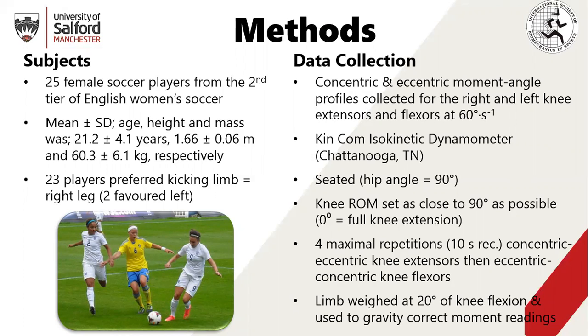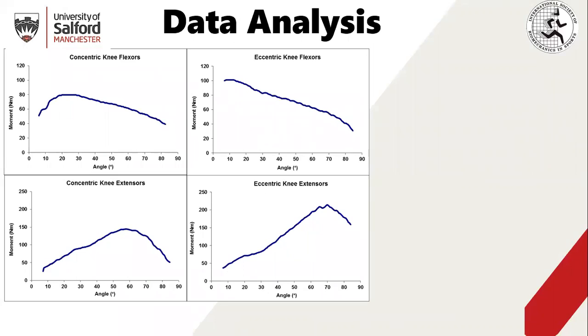relative to this position. Following a warm-up, each player performed 4 maximal repetitions each of concentric-eccentric knee extensors, followed by eccentric-concentric knee flexors. The order of each limb was counterbalanced across subjects. The weight of the limb was taken at 20 degrees of knee flexion and subsequently used to gravity correct the moment readings. Data were exported in ASCII format into Microsoft Excel for analysis.